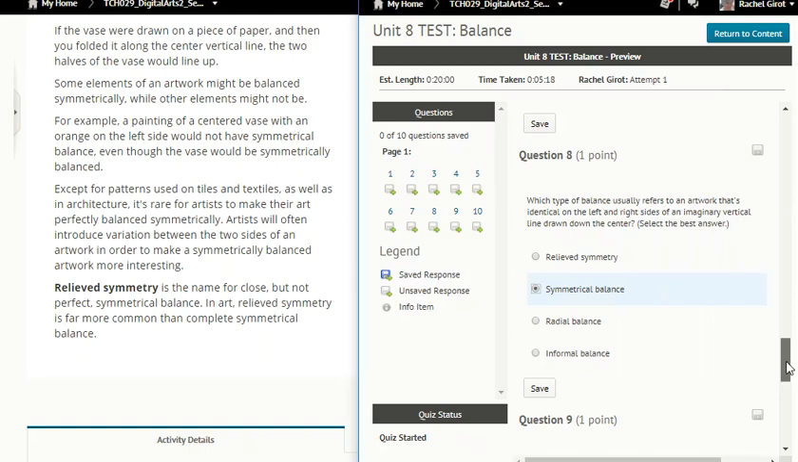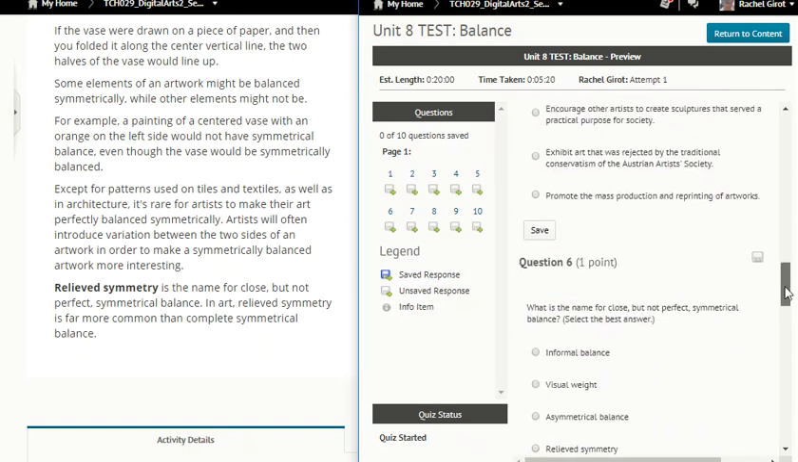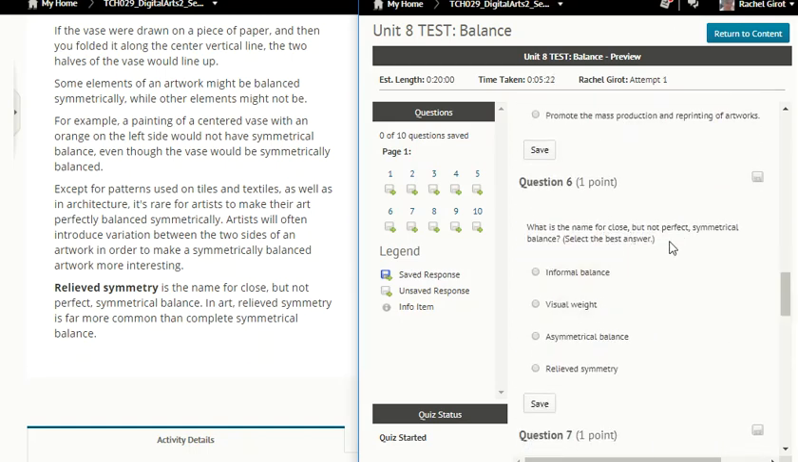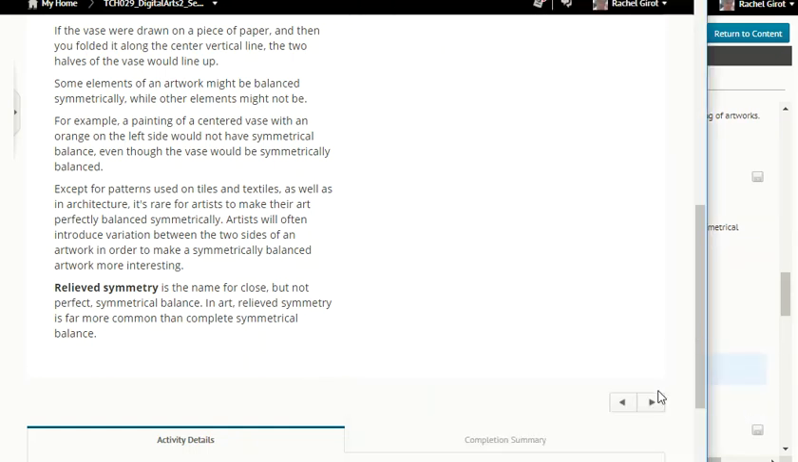And I know I saw that, relieved symmetry somewhere. What is the name for close but not perfect symmetrical balance? Relieved symmetry. Excellent.